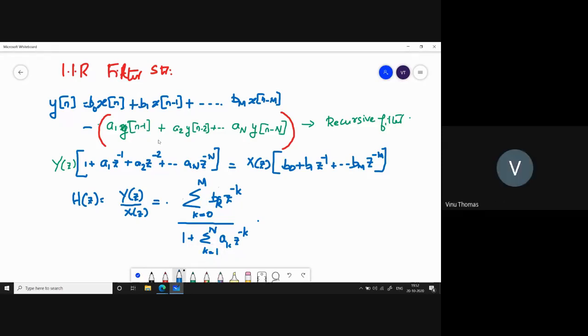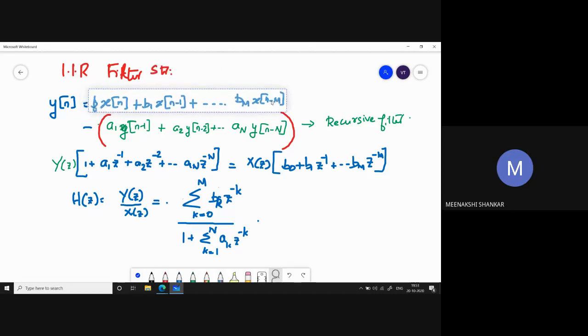So if you have an FIR filter, let us look at this part alone. What is the order of the FIR filter? This is your FIR filter. Here there are m plus 1 elements, right? You're starting from b0 to bm. How many elements are there? There are m plus 1 elements. So M will be the order of the filter.